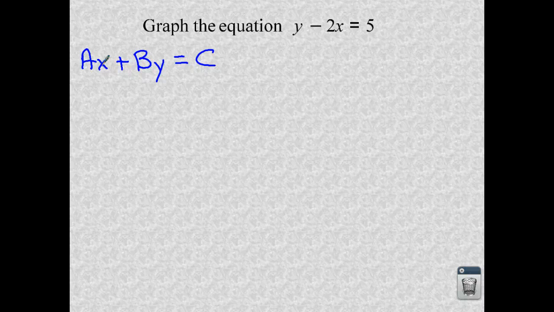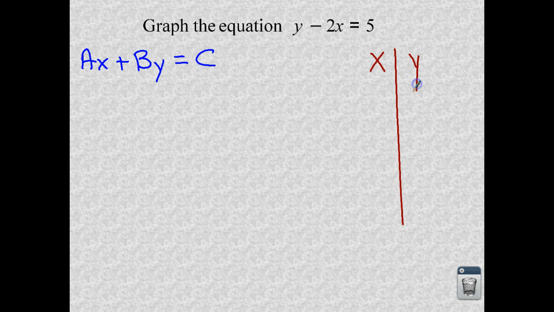So what we need to do is take this equation and create a function table, which we've already learned. We know how to create a function table. I'll go with the vertical variety. And since they did not define a domain for us, they didn't tell us what x values to use, we're going to make them up.